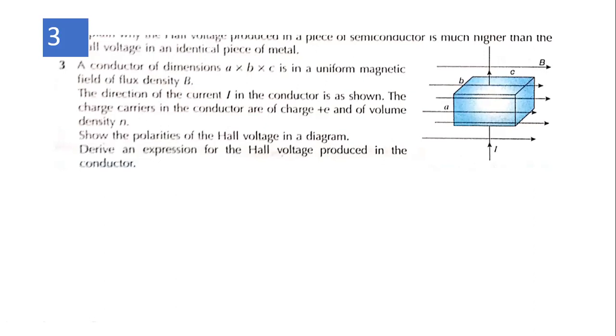Where should I measure the Hall voltage in the first place? The Hall voltage is produced between the front and back faces of the conductor, with polarity as shown in the figure. Okay, that's good. And show the polarity of the Hall voltage in the diagram. Which part is positive, which part is negative?